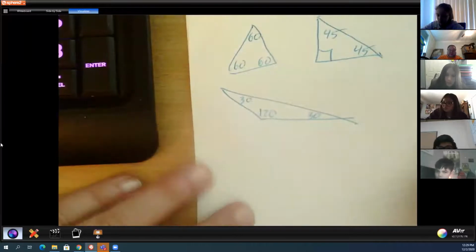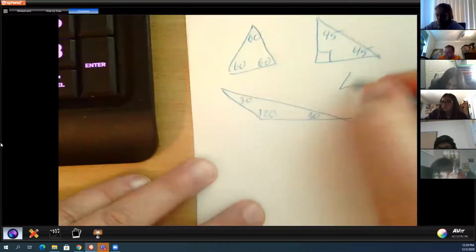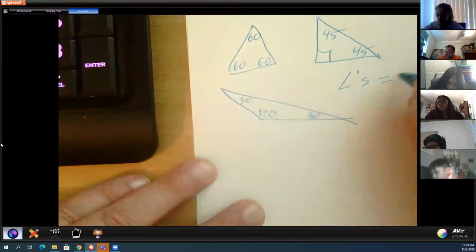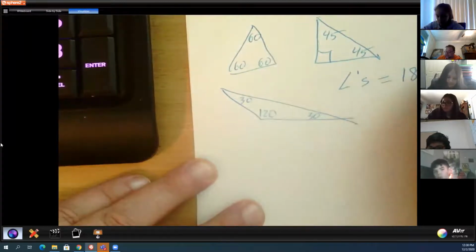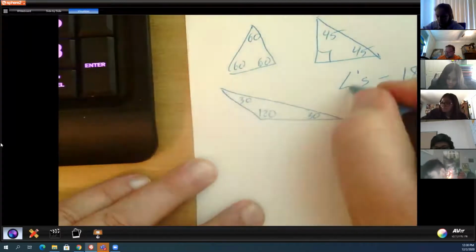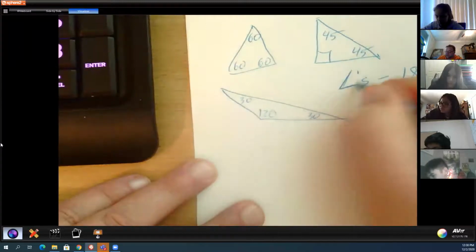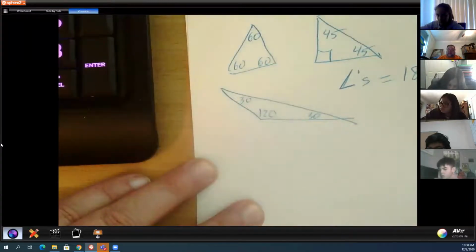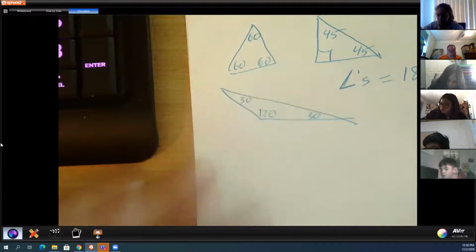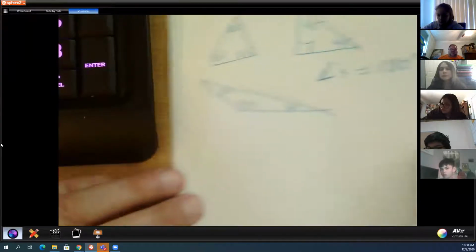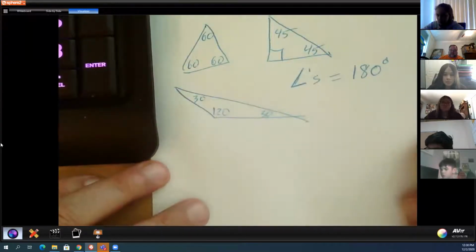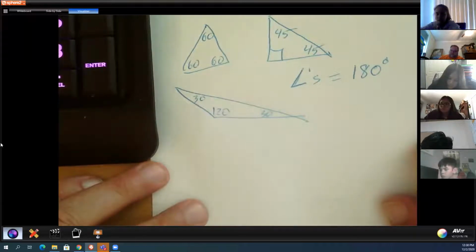Now, what all of these have in common is that all of the angles add up to 180 degrees, okay? So this little sign is the angle sign in geometry. And I just did an apostrophe S on it just to say that all those angles add up to 180 degrees, okay? So no matter what triangle we're looking at, the angles are always going to add up to 180.